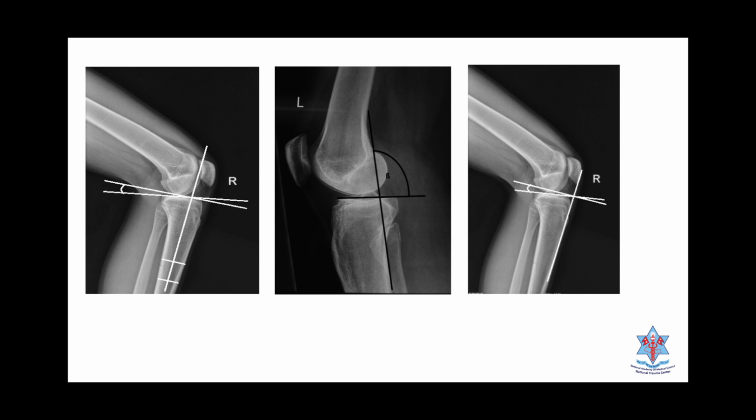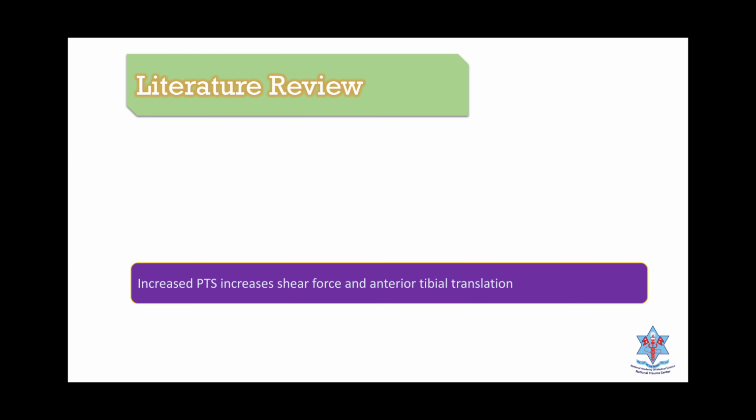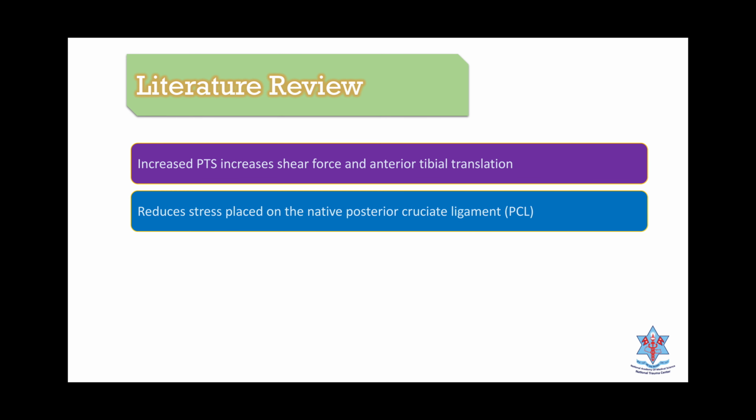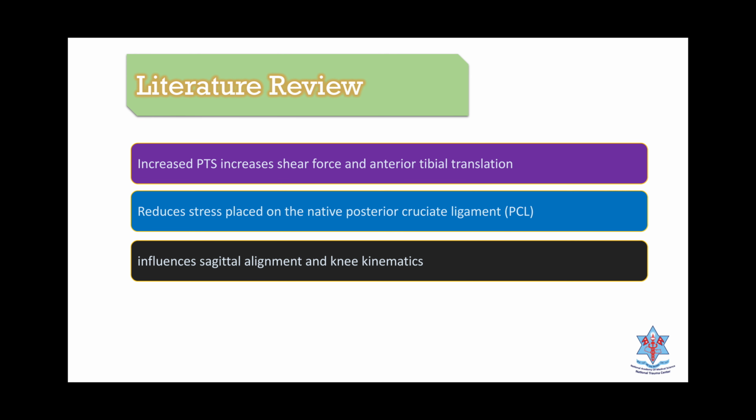These are various radiographic methods for estimating the posterior tibial slope, either through the midline axis, through the posterior axis, or through the anterior cortical axis of the tibia. Literature insists on increased PTS. Literature says that increased PTS increases shear force and anterior tibial translation. However, it reduces stress on the native posterior cruciate ligament.